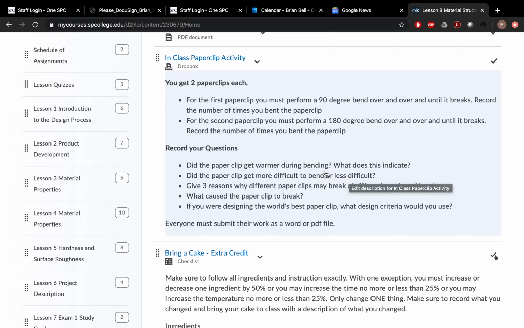Did it get easier to bend, more difficult to bend? Why made different paper clips break at different numbers? So when you do this, I usually have everyone in the class tell me what number they got, and there might be occasionally a time where two or three students get the same value, but normally the paper clips break a different number of bends, and so think about some reasons why that may be.